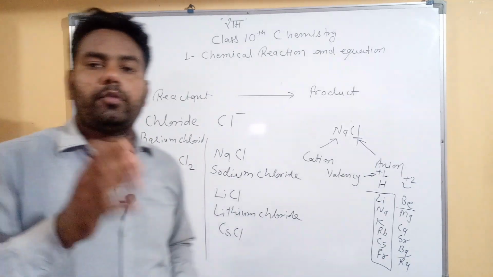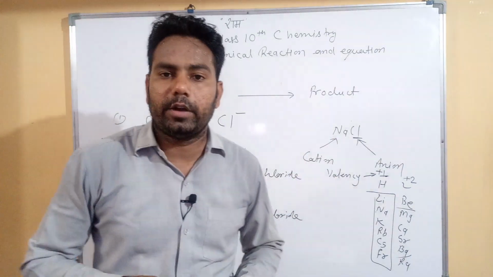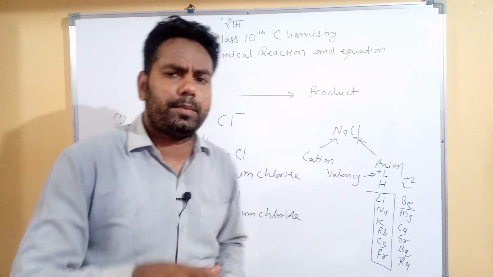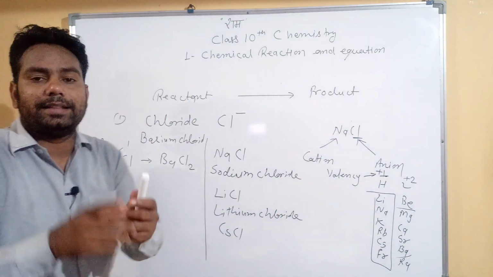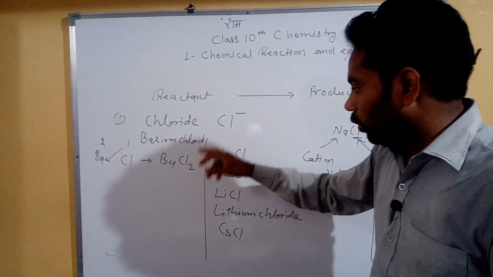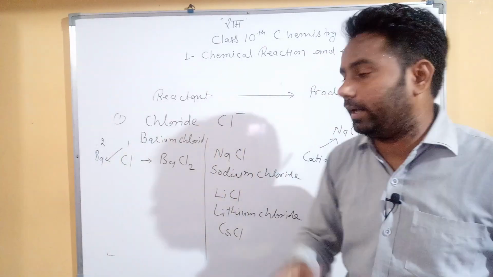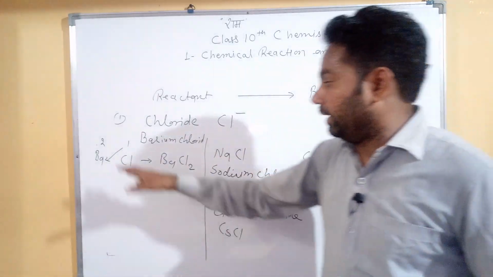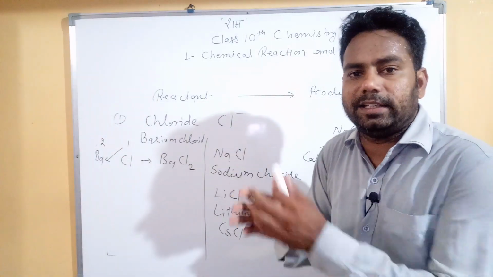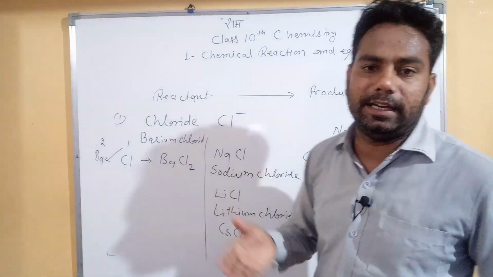In 9th class you were always thinking: Sir, why is sodium chloride NaCl and barium chloride BaCl2? Now I think it is clear. It depends on the valency. Sodium's valency is +1 and Cl is -1, so the formula is NaCl. But in barium chloride, barium's valency is +2 and Cl is -1. We cross multiply and the formula is BaCl2.